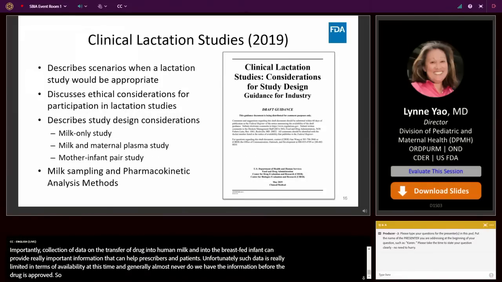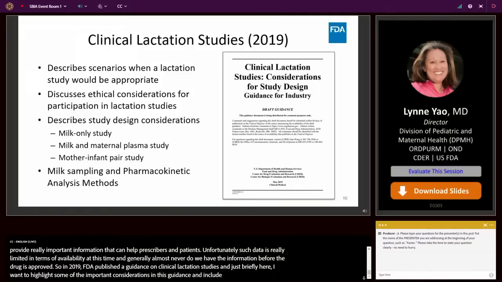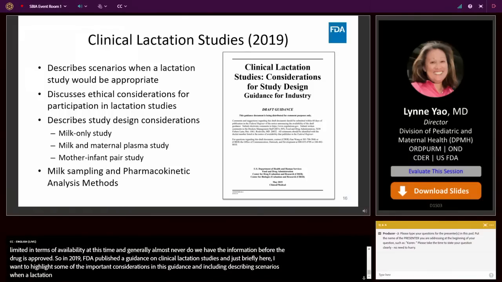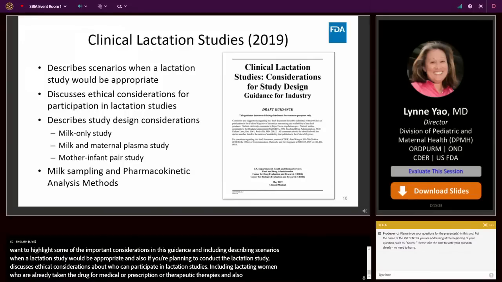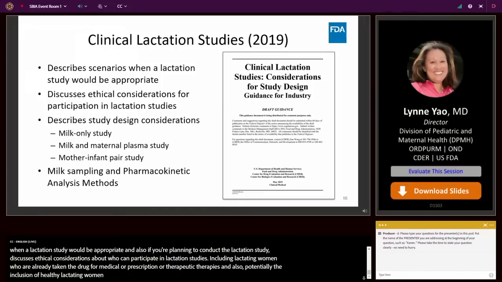So in 2019, FDA published a guidance on clinical lactation studies. Just briefly, I want to highlight some of the important considerations in this guidance, including describing scenarios when a lactation study would be appropriate. And also, if you're planning to conduct a lactation study, it discusses ethical considerations about who can participate, including lactating women who are already taking the drug for medical, prescription, or therapeutic purposes, and also potentially the inclusion of healthy lactating women in lactation studies as well. Those ethical considerations are described in this guidance.